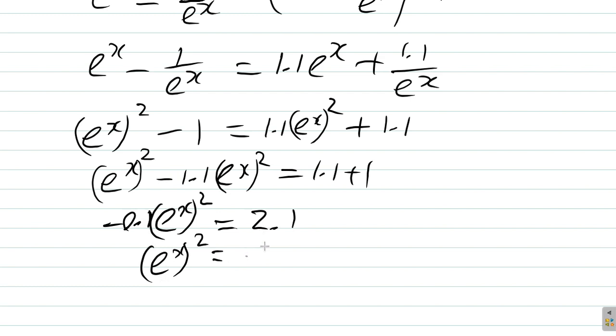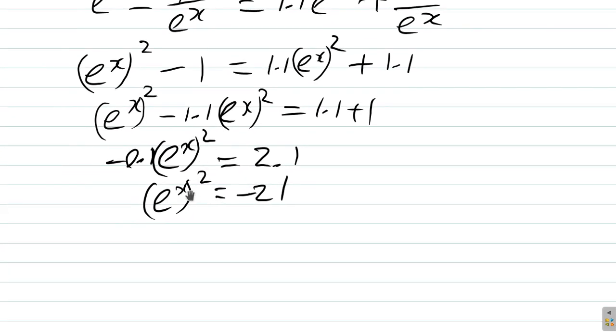And e to the x squared is equal to 2.1 divided by negative 0.1. It will be negative 21. Now, here, you square something and it's negative 21. How is that possible? Let me see something here.